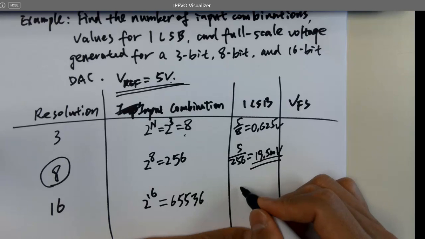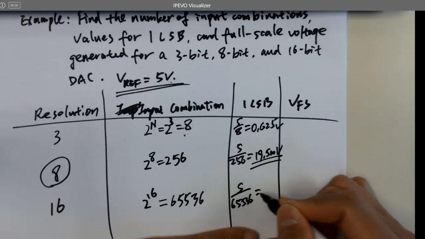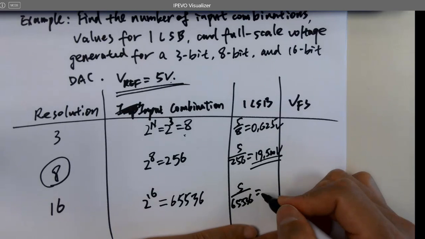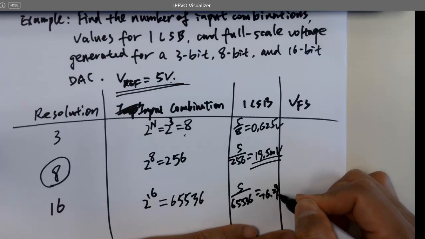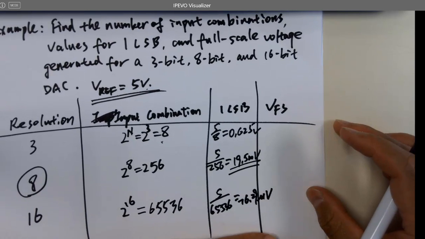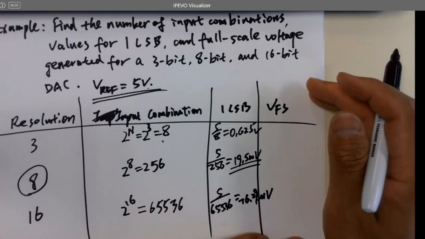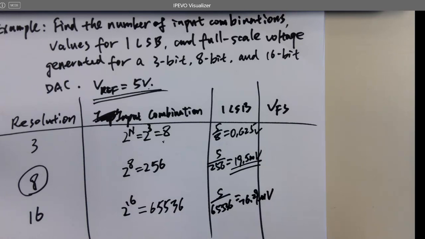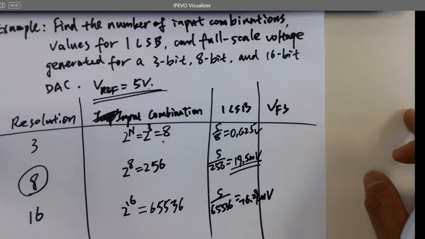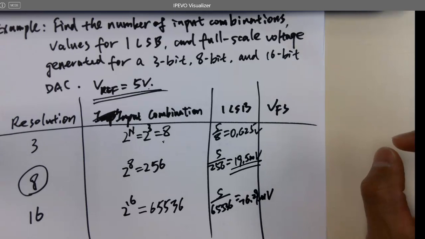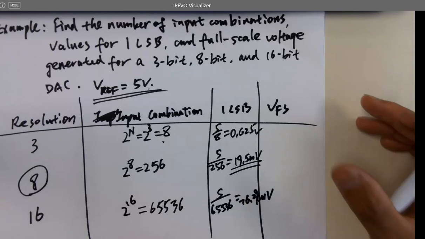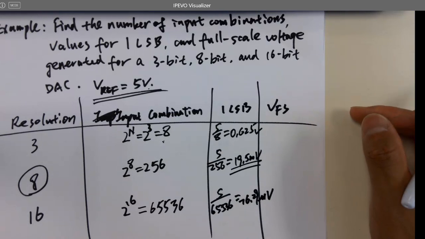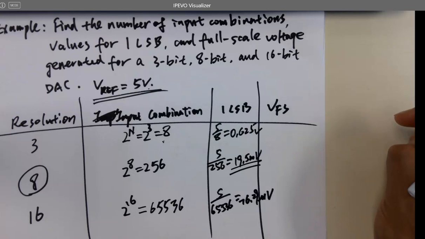And for this one, it's 5 over 65536, which is 76.29 microvolts. Okay. So have some concept over here. Is 1 millivolt detectable by the oscilloscope? Is 1 millivolt very small, or let's say 10 millivolts? Could your oscilloscope display 10 millivolts really well? Yes, you can. What about 1 millivolt?